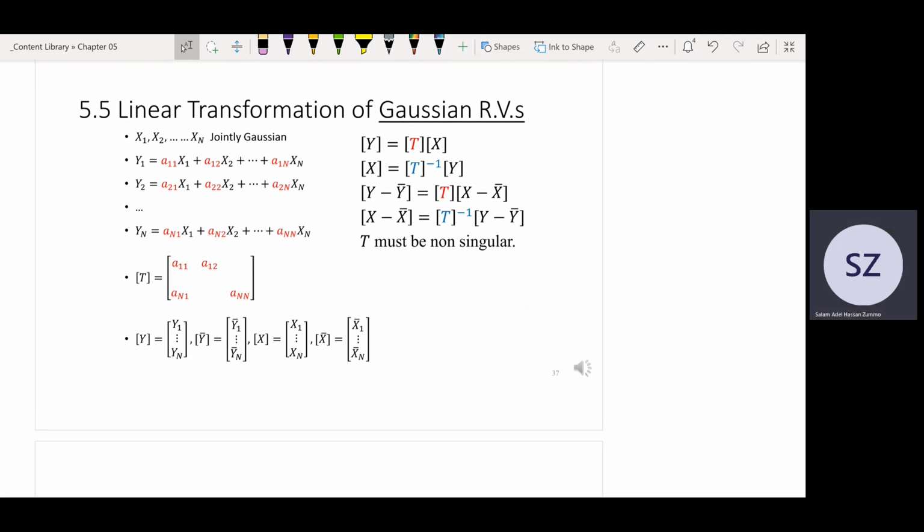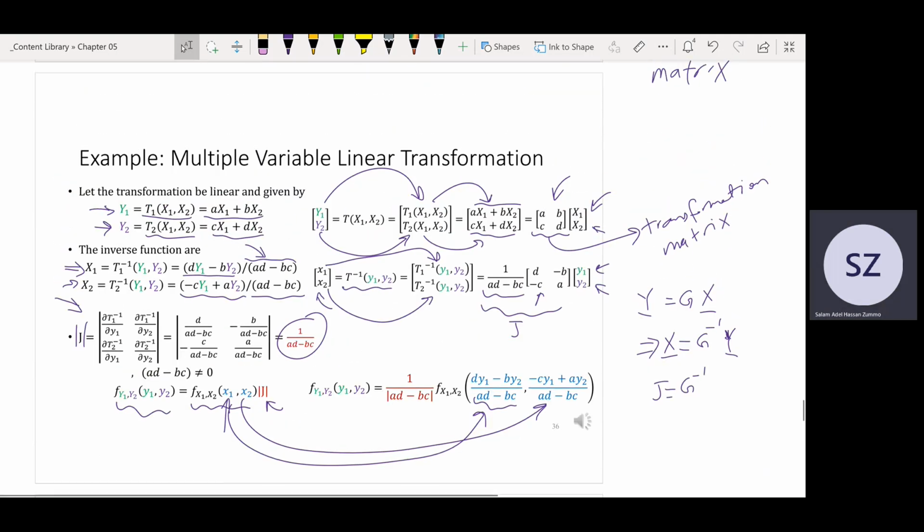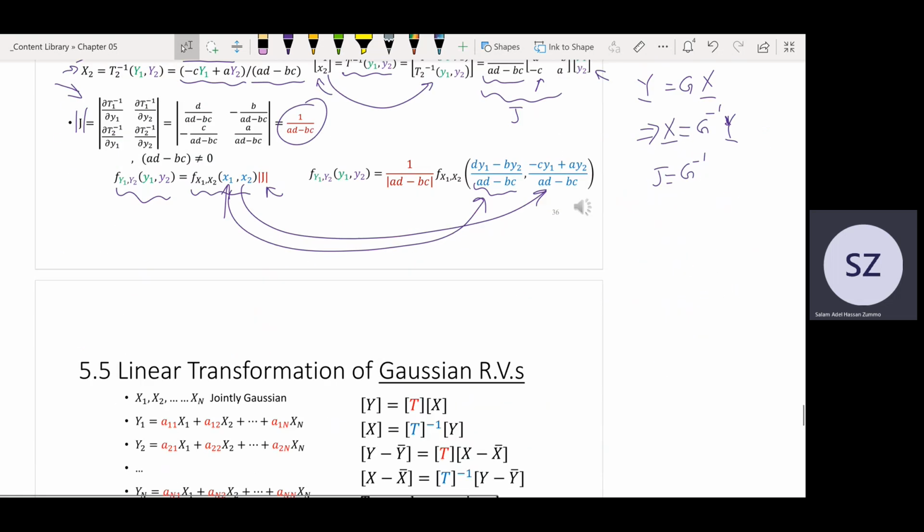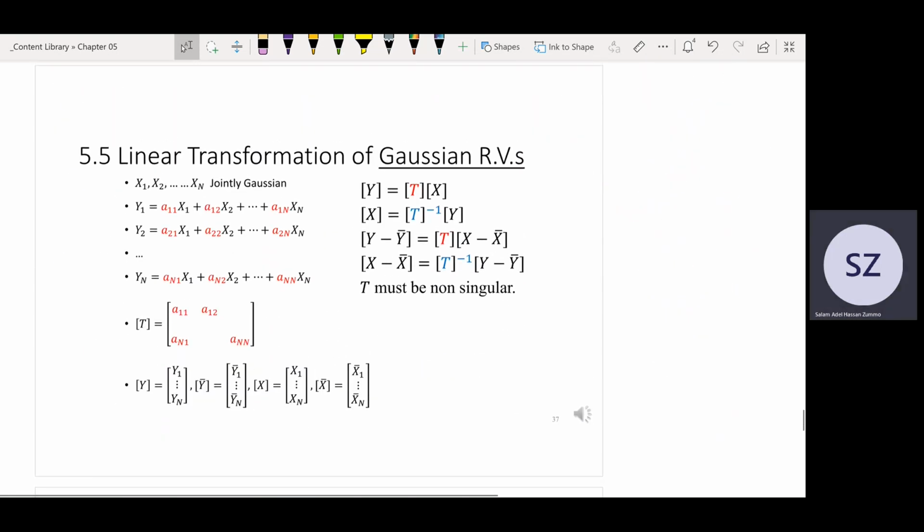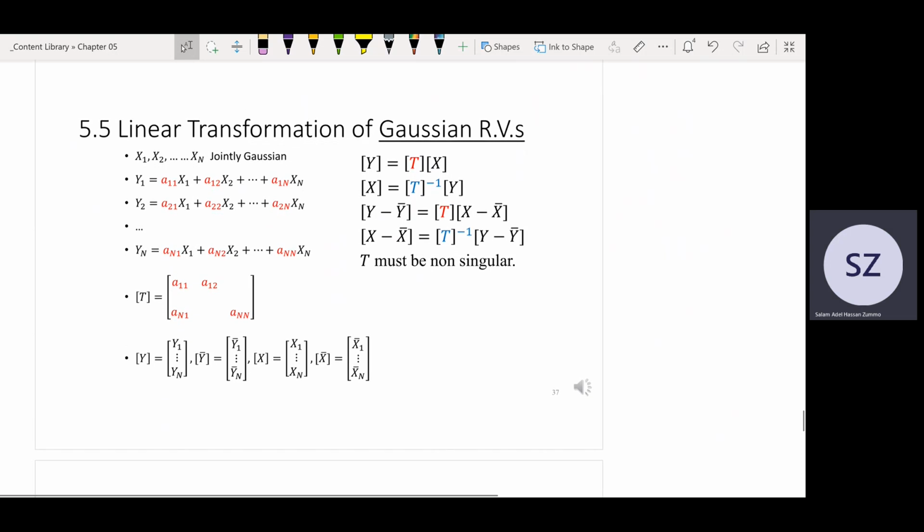Now, a direct application of this concept is the linear transformation of Gaussian random values. So when you have jointly Gaussian random values and you apply a linear transformation. What we are most interested in, in this course, is the linear transformation. So this concept will mostly apply to linear transformation. But in general, it's applicable to any transformation.